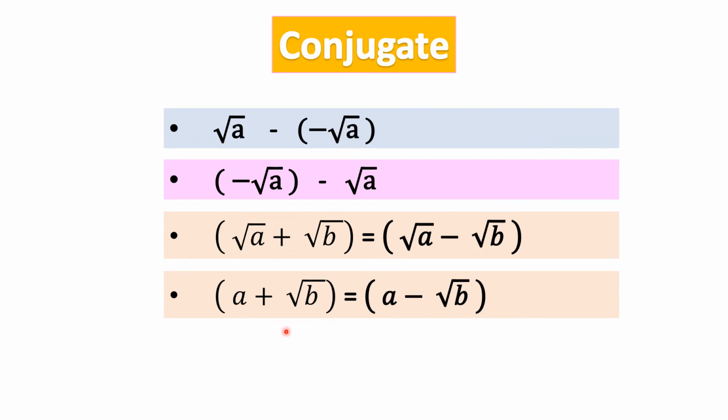Now look at this: a plus root b. What is the conjugate? Change the sign: a minus root b is the conjugate. So now you understood what conjugate is. Now very important, keep in mind what conjugate is, because all the next portions that we're going to do will be involving the use of conjugate. Keeping that in mind, let's look at the next portion.